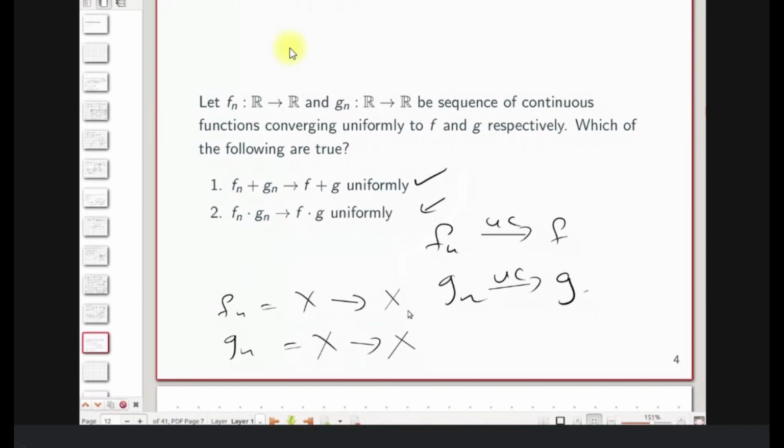Actually, this gives you another question. So x is uniformly continuous, but the product is not. So you have some other example there, but let's not go into that. Okay, so Pradeep, can you give me an example where this fails? fn and gn are uniformly converging to f and g, but f dot g doesn't converge uniformly.